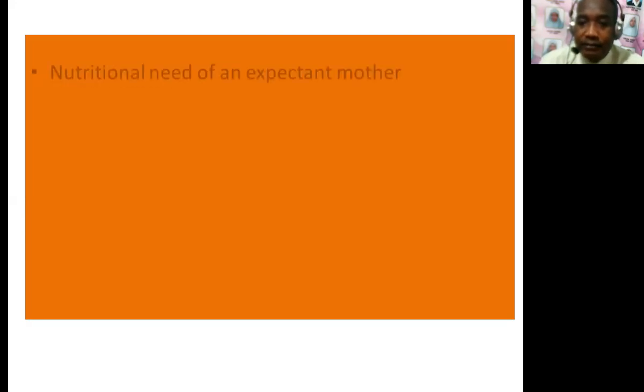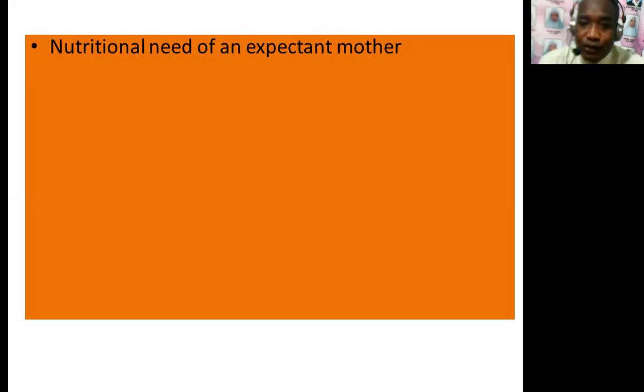Number one, we want to talk about nutritional needs of an expectant mother. Nutritional needs of an expectant mother. Expectant mother, candidates, are women who are pregnant. Expectant mothers need a balanced diet. They need to eat food rich in carbohydrates, for energy, also known as energy-giving foods.